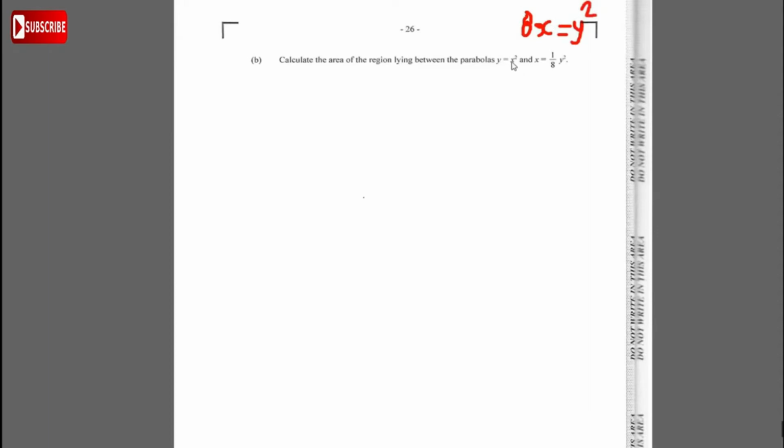Now y is equal to x squared. So if y is x squared, then I can substitute for y as x squared. What that is telling me then is 8x is equal to, substituting for y squared as x squared, x squared squared is x to the 4. So 8x equals x to the 4. I carry that over to get x to the 4 minus 8x.